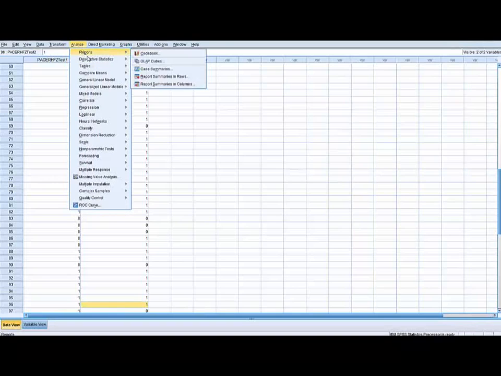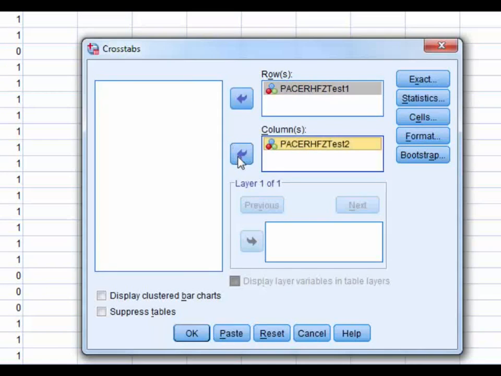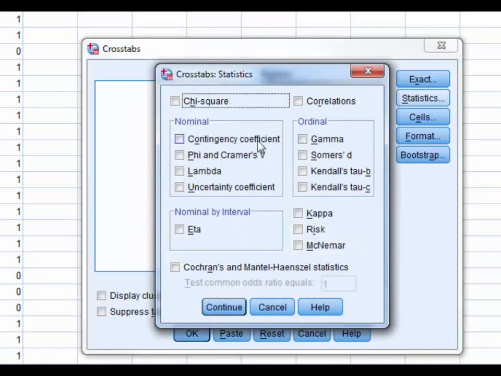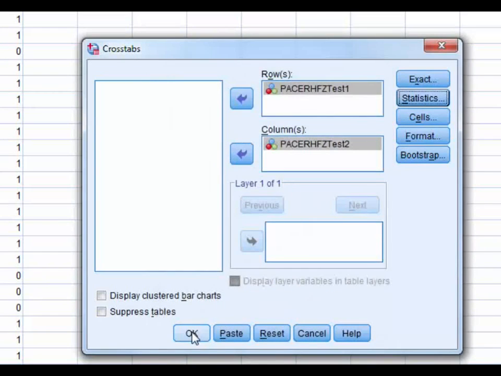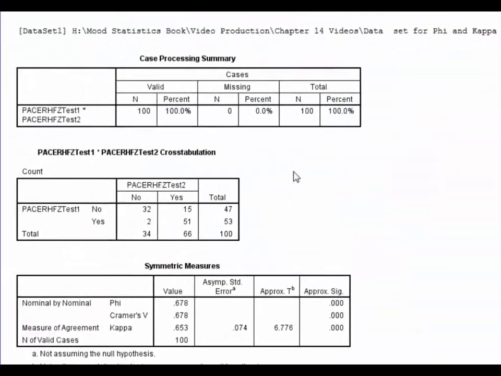Go to Analyze, Descriptive Statistics, Crosstabs, put the PACER Healthy Fitness Zone Test 1 in the rows, PACER Healthy Fitness Zone Test 2 in the columns. Click on Statistics. You're going to click on Phi and Cramer's V and the kappa coefficient. Continue. OK. Here we have our output, just as we've seen before.